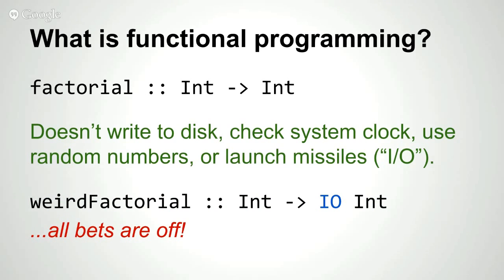But this weird factorial, which is int arrow IO int, all bets are off. Because what that means is that weird factorial takes an integer and it returns an action that returns an integer. And that action could do things. It could check the RNG. I mean, it wouldn't be implementing factorial then, but it could do that.